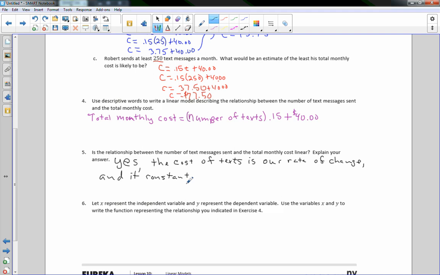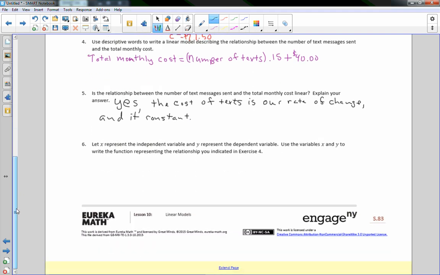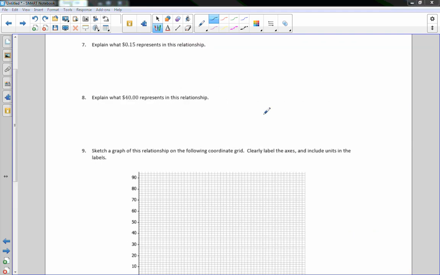Okay, number six. Let X represent the independent variable and Y represent the dependent variable. Use the variables X and Y to write the function representing the relationship you indicated in exercise four. So total monthly cost is Y equals 0.15X plus $40. Okay, here it says explain what the 15 cents represents in this relationship. Well, it's the slope or rate of change.